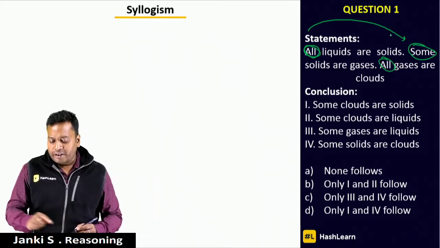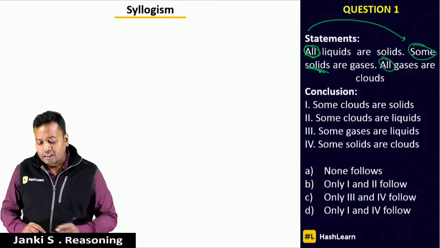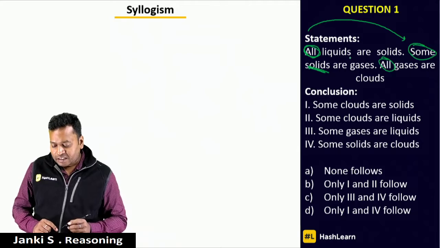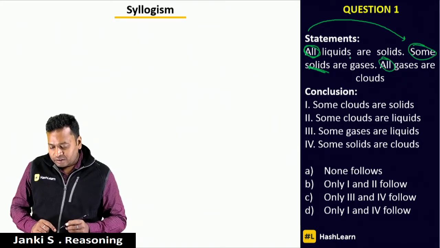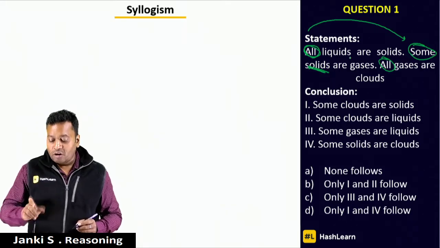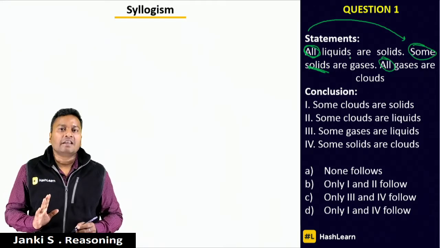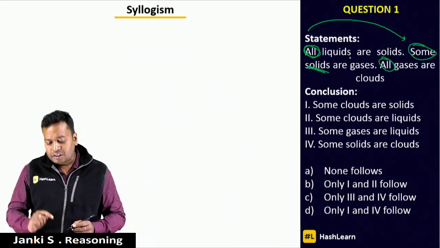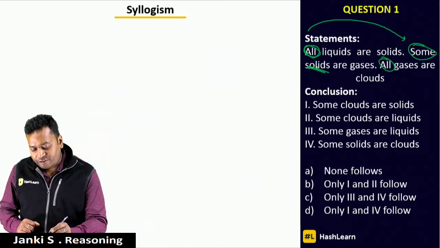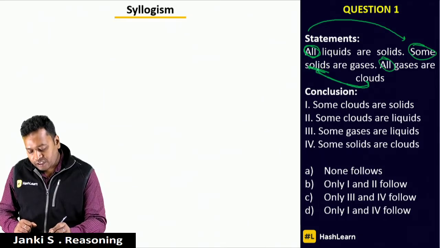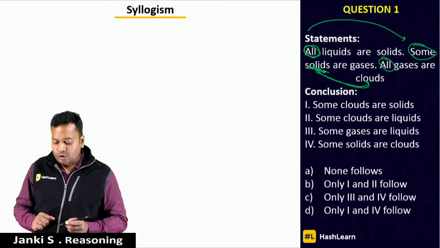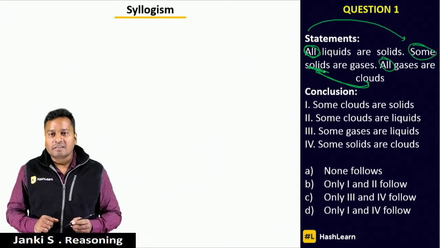All liquids are solids and some solids are gases, right? That means liquid and gases. Can you find out the relation between liquid and gases? Tell me, can you find out the relation between liquid and gases? No, you cannot, because all and some will not provide me any relation, right? No conclusion was there. Now some solids are gases and all gases are clouds. So definitely here I can find out the relation between solid and cloud, right? So solid and cloud is definitely possible in this case, right?